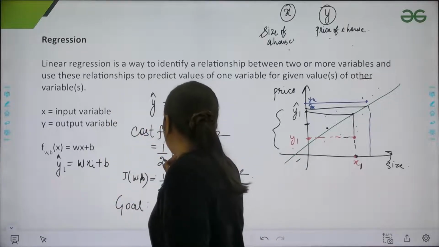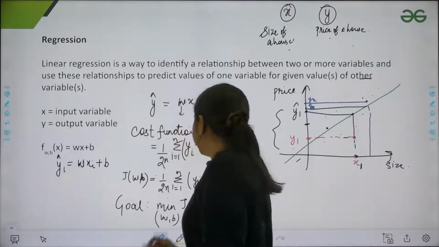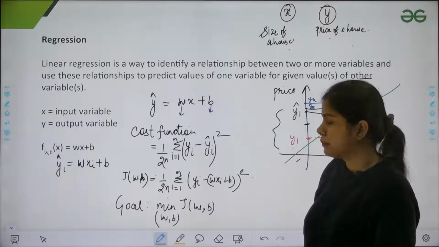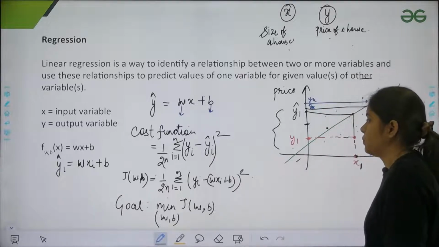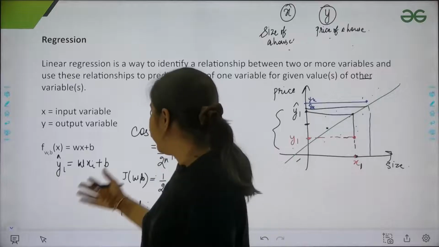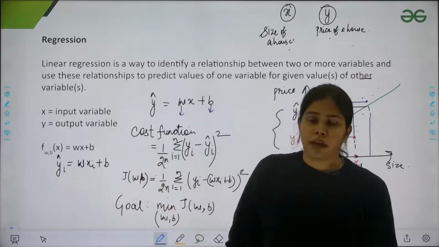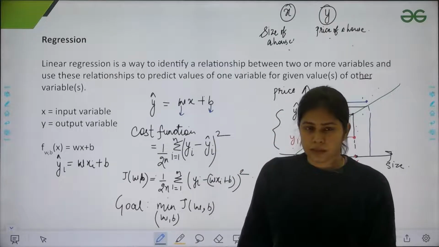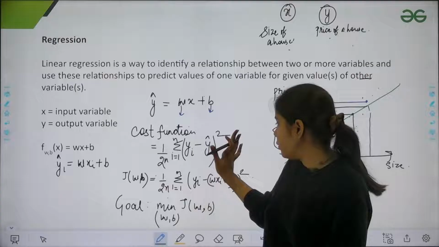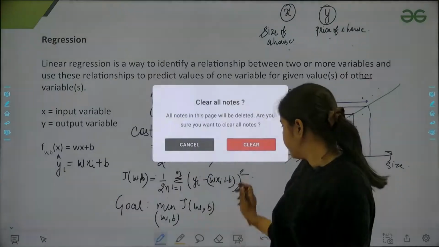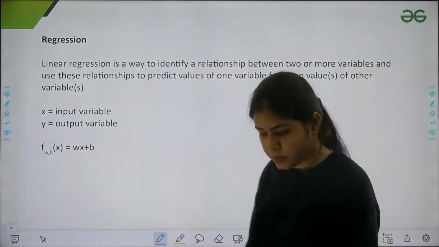Yes, we can take it as 1 by 2n, where the summation is over i varying from 1 to n. So that's how our minimization works. Is there any confusion? If anybody has studied statistics, this is one of the methods used in least squares. Least squares does the same: we are finding the least value for this square. So that's how regression works.